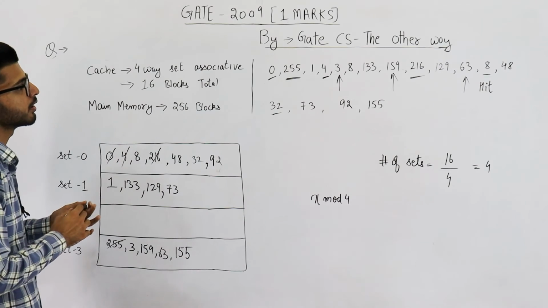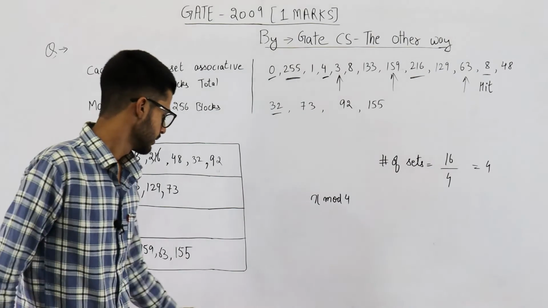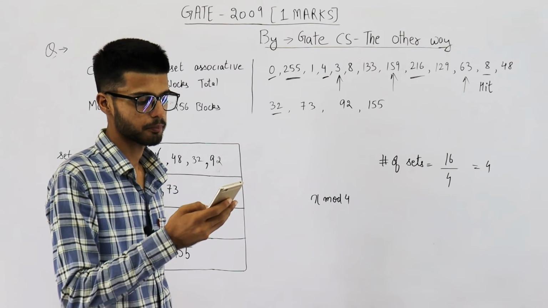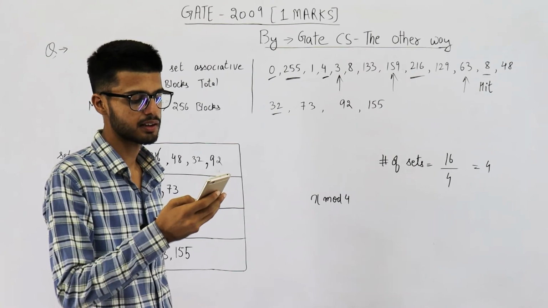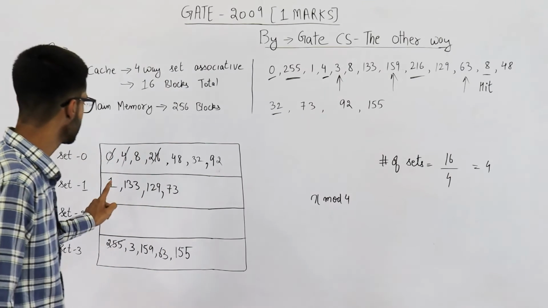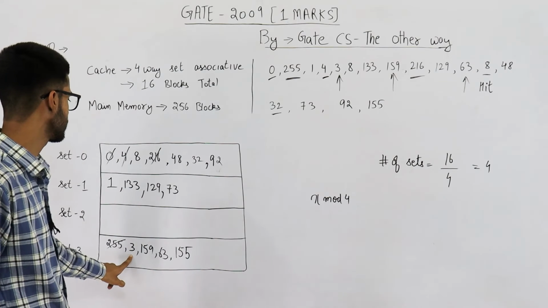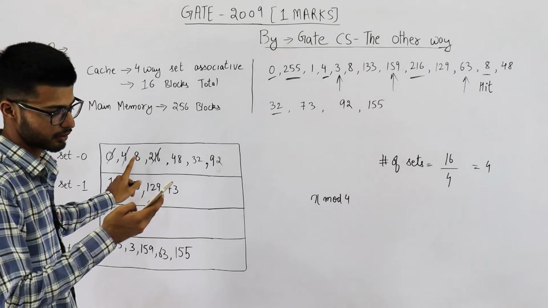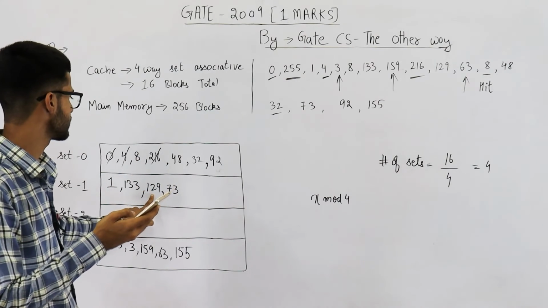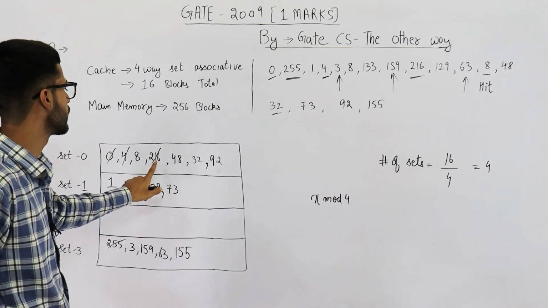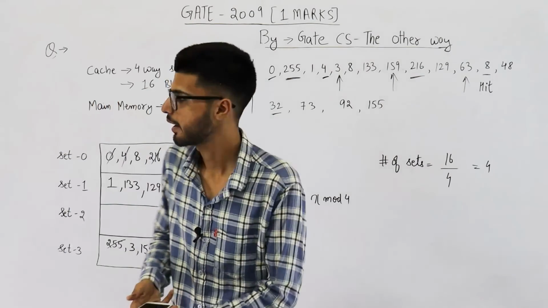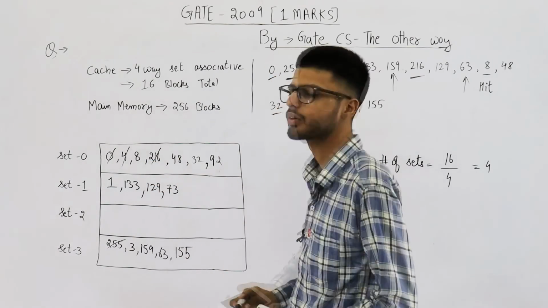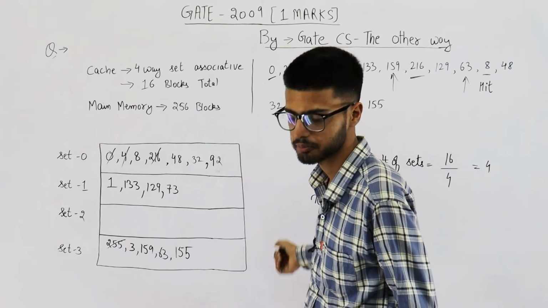Okay. Now you see, they were asking which of the blocks will not be present in cache. The options were 3, 8, 129 and 216. 3 is present in the cache. 8 is present in the cache. 129 is present in the cache, and option D is 216. Look, 216 will not be present in the cache because we have replaced 216 to accommodate maybe 92, I guess. Okay, so your answer is 216, option D.